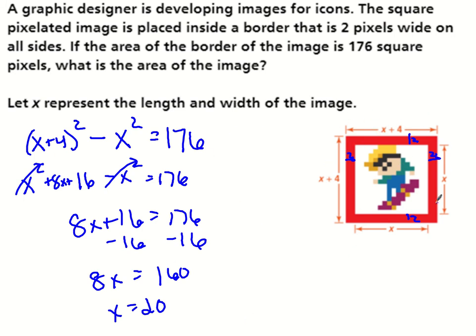So now that I know that this is 20, I know that the area of the image is 20 times 20, because it's a square, which is 400.